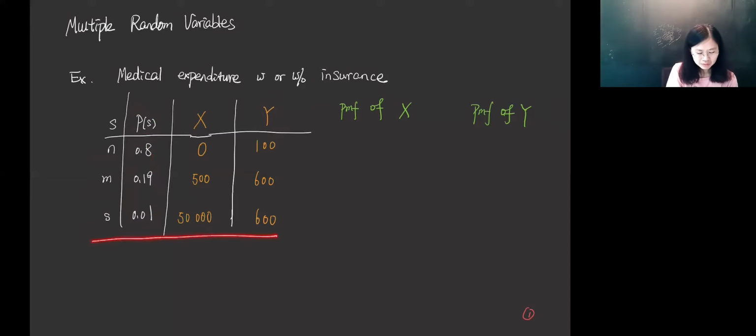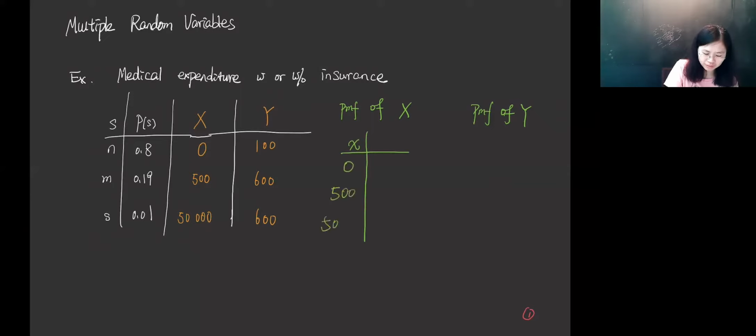This table can give us information about the distribution of X and the distribution of Y. So we can figure out the PMF of each of these random variables. PMF for X is like this. X takes three values, 0, 500, and 50,000. And there are three probabilities, 0.8, 0.19, and 0.01.